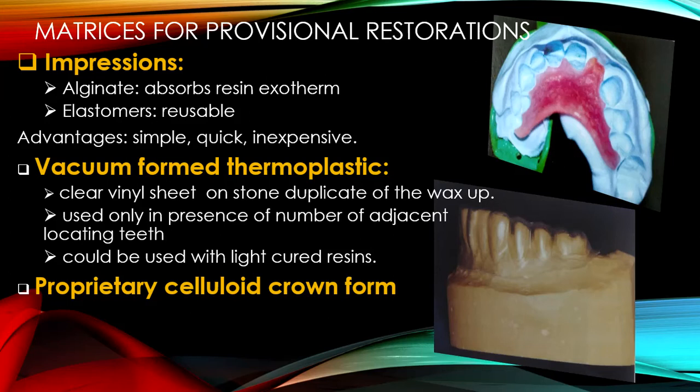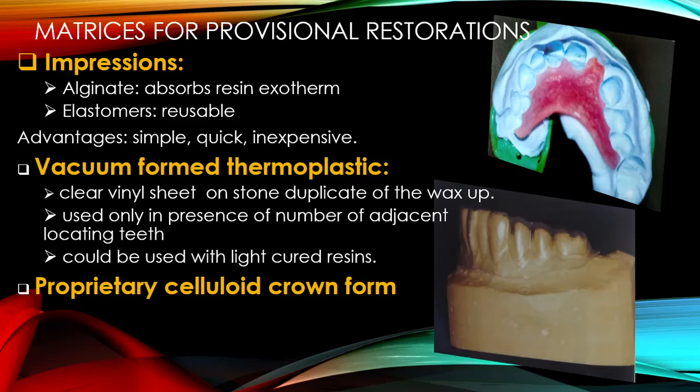Matrix for professional, like we said, we have impression. Mostly the material we use in our clinic, we have the impression whether alginate or elastomer. Of course alginate, its advantage is it absorbs resin exothermic heat, reducing the heat of the tooth. The elastomer is reusable, can be reused again. The advantage is it is simple, quick, inexpensive.